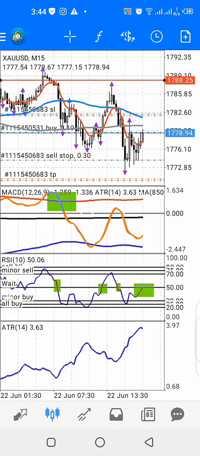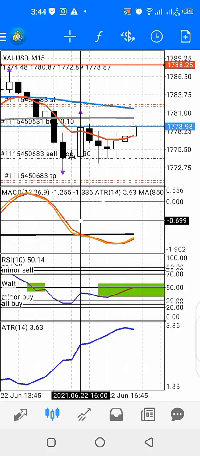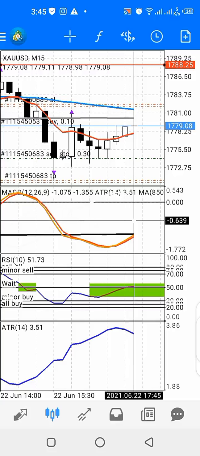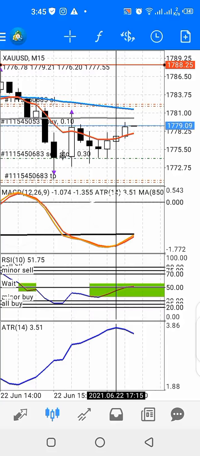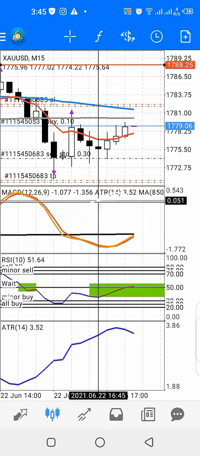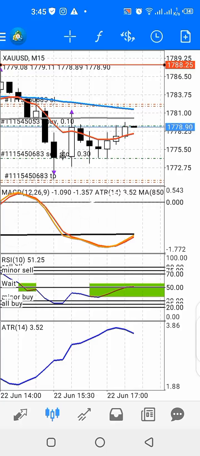For indicator window 3, where you have ATR. ATR is basically for measuring your stop loss and your take profit. Right now, the ATR at that last candle is 3.63. That is the ATR value for the last bullish candle that the crosshair is upon.